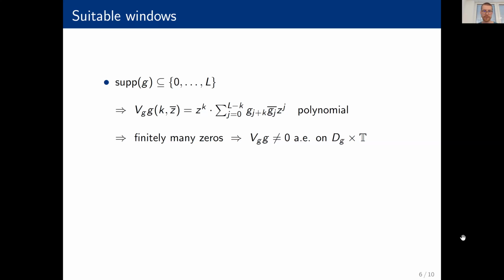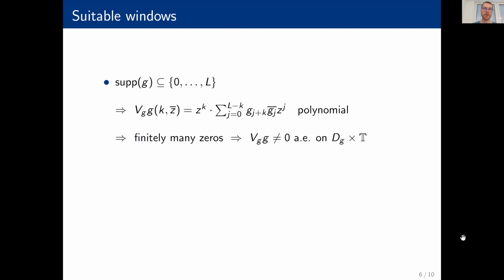And one thing I forgot to mention is I only talked about compactly supported windows, but here on the slide I fixed the support to an interval starting at 0. But this, of course, doesn't matter because the window gets slid around anyway. So it doesn't matter if I fix this support to the interval from 0 to L, or it's just some other interval of finite length.